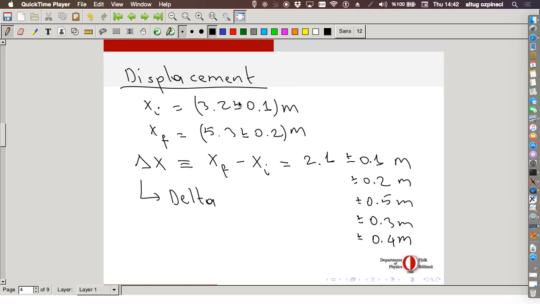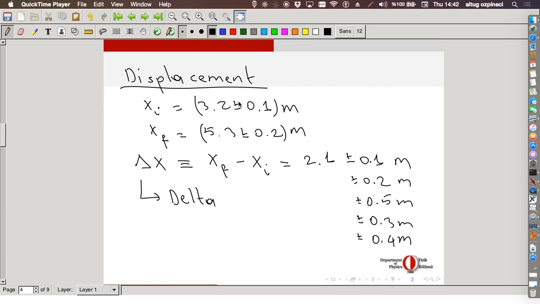Okay, about these error bars. When you write an expression like this, the initial point is 3.2 plus or minus 0.1. It just gives you an interval. It tells you that the position of whatever you are studying can be between 3.1 and 3.3 meters. It's just a range. You don't know the exact value because no measurement can give you an exact value. They always give you a range of values.